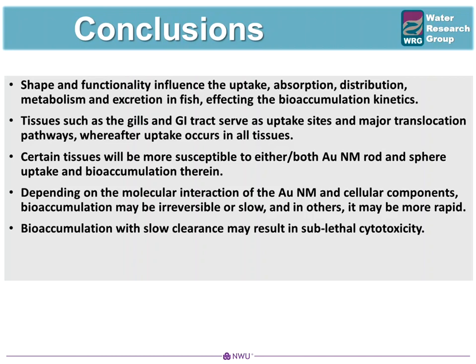In conclusion, the shape and functionality of the gold nanomaterials have an influence on the uptake, absorption, distribution, metabolism, and excretion in fish, affecting the bioaccumulation kinetics. Tissues such as the gills and GI tract serve as uptake sites and major translocation pathways, after which uptake can occur in all tissues. Certain tissues will be more susceptible to both gold nanomaterial rod and sphere uptake and bioaccumulation, depending on the molecular interaction of the gold nanomaterials and the cellular components. Therefore, bioaccumulation may be irreversible or slow in some tissues, and in others it may be fast. Bioaccumulation with slow clearance may result in sublethal cytotoxicity.